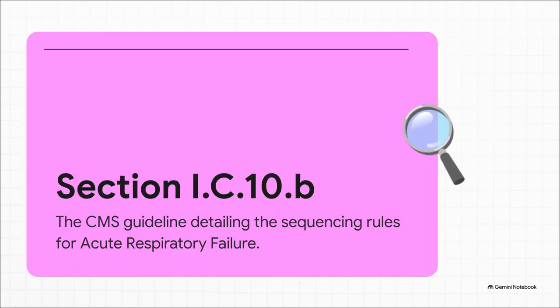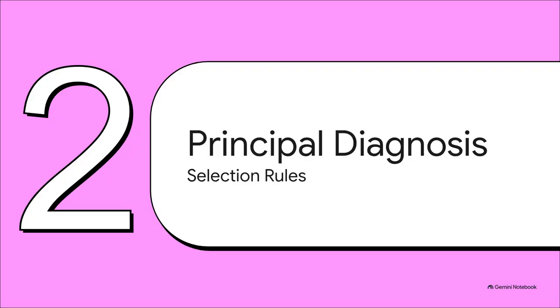So our exact coordinate today is section IC10.B. This is the specific CMS guideline that gives us the sequencing rules for acute respiratory failure. When you're dealing with a respiratory failure claim, especially if an auditor is breathing down your neck trying to downgrade your code, this section is your ultimate shield. By strictly complying with it, you make your coding absolutely bulletproof.